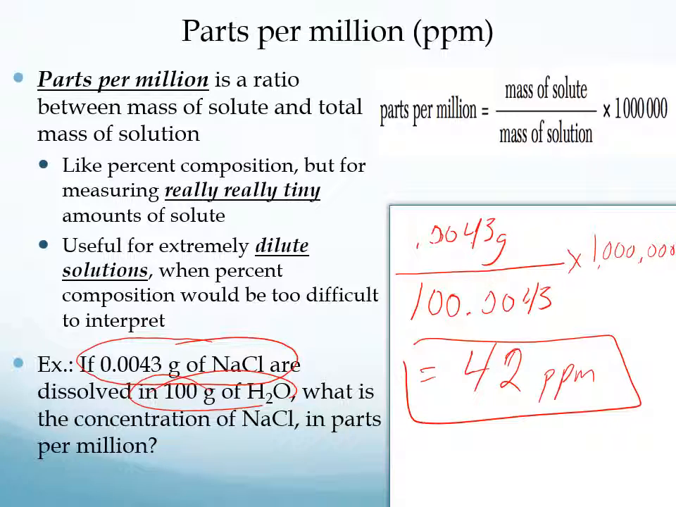So it's a really small amount, and it helps us do this instead of using the percent composition. By dividing into a million pieces, we can see a much more clear number without getting one of those teeny tiny little percentages that are not really helpful for us to look at.